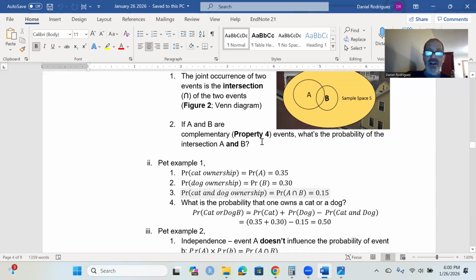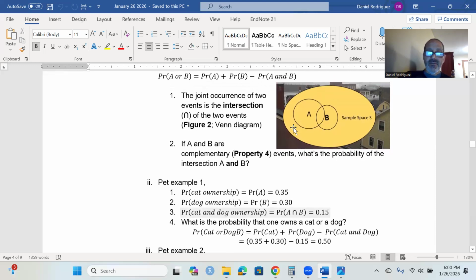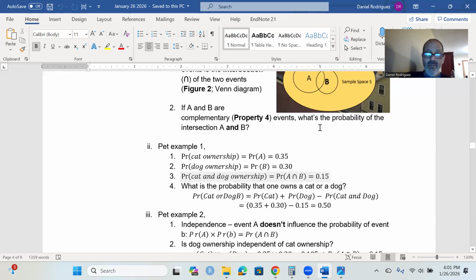If A and B are complementary events, what's the probability of the intersection of A and B? Well, in that case, if they're complementary, so they cannot co-occur, that would be just the probability of A plus the probability of B, because there would be no overlap. So the intersection would be zero.